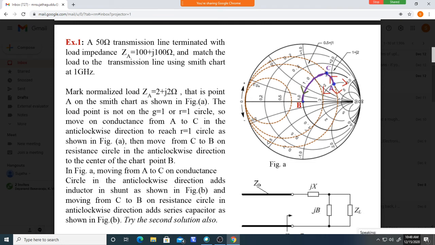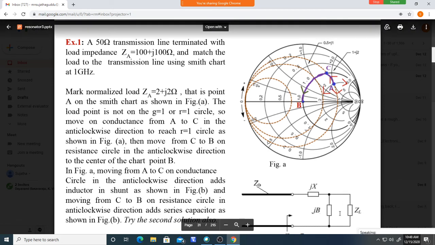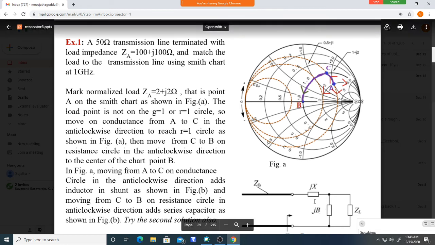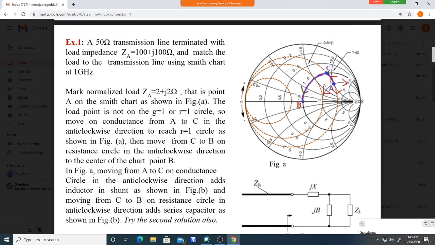Once we reach the R is equal to 1 circle, you stop. You find which element is added, moving A to C on the conductance circle in the anti-clockwise direction. It adds a shunt element and it is inductor because anti-clockwise direction on the conductance circle adds a shunt inductor. Okay, A to C adds a shunt element. Now from here you move like this. It is the anti-clockwise direction on the resistance circle. It adds capacitor in series like this. So you can move like this. See, from here you can reach here and come like this. Okay, that is one solution.